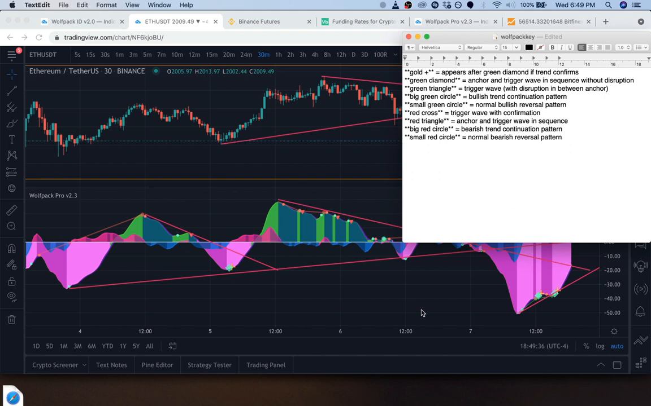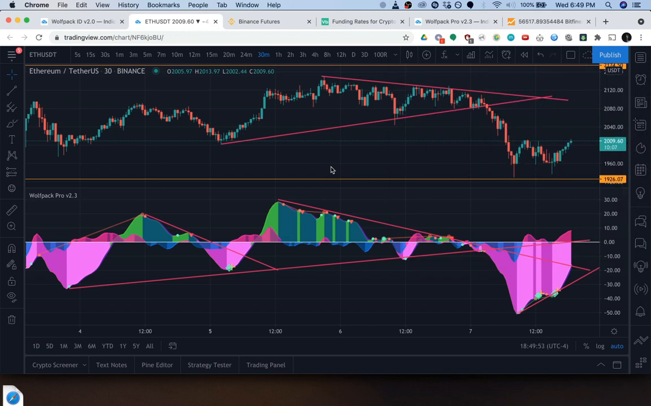So here I have the key. This is what I'm using currently. If you want to screenshot this, feel free. And I'm going to get a more professional PDF style version shortly. But for now, let's take a look at the Ethereum charts.